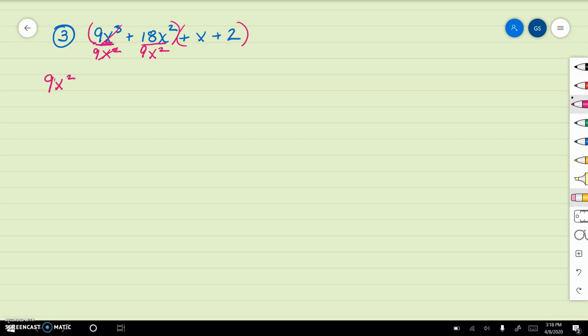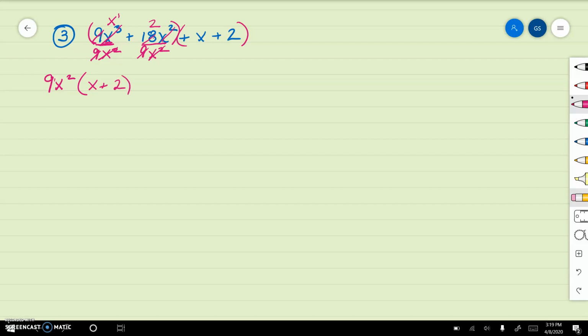X to the third and x squared would leave you an x to the first, or x. The 9's cancel out, so what we have left on the inside is an x. And then the second one, we have x squared and x squared. Those cancel out. 18 divided by 9 is 2. So that's plus 2.